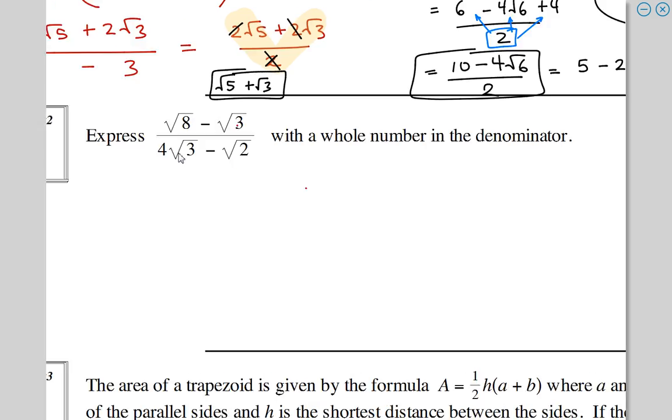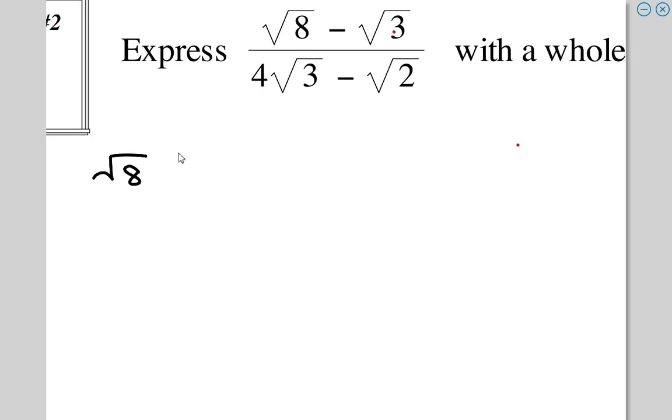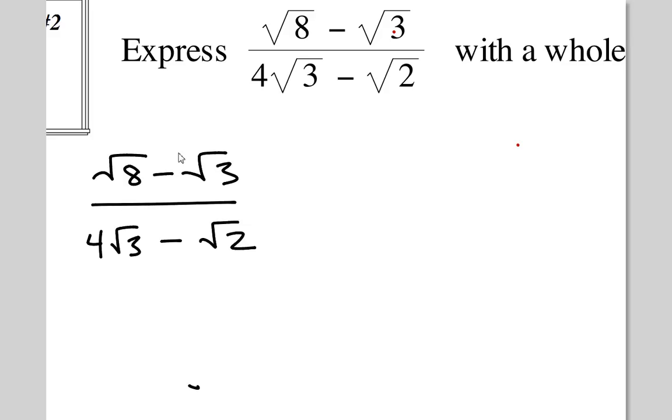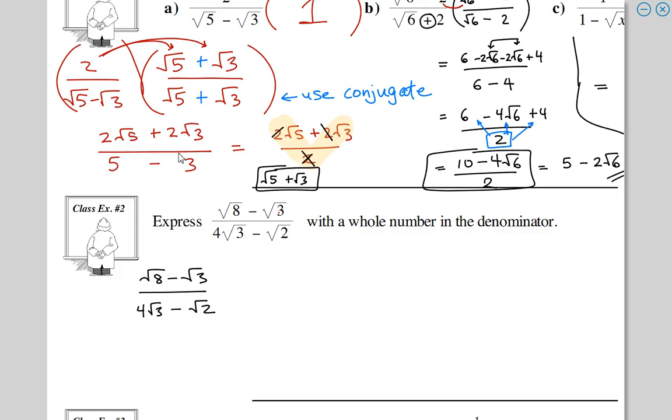Express with a whole number in the denominator. I don't even know what that means. Root 8 minus root 3 over 4 root 3 minus root 2. Okay. I know because this is the section on rationalizing denominators. So let's make sense of this.